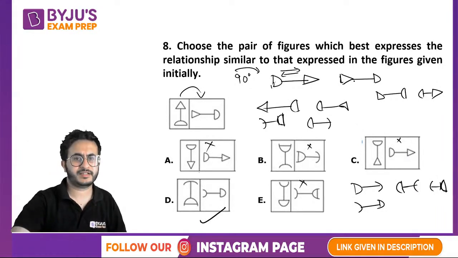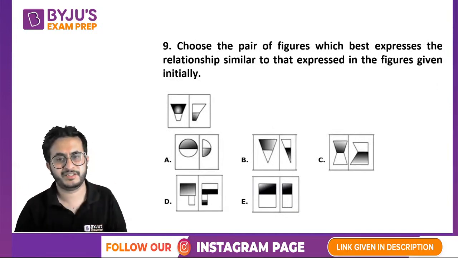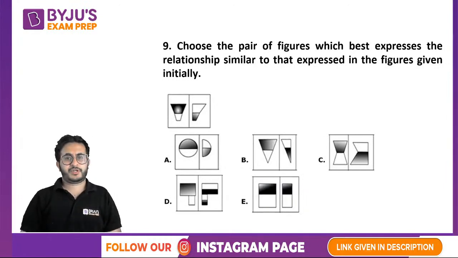Now this is a difficult kind of question because you have to check in each of the options. Okay, so in this figure, find the images that have the same relation. This one is simple, at least you do not have to rotate and all.